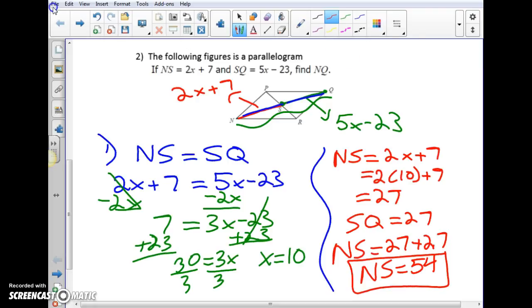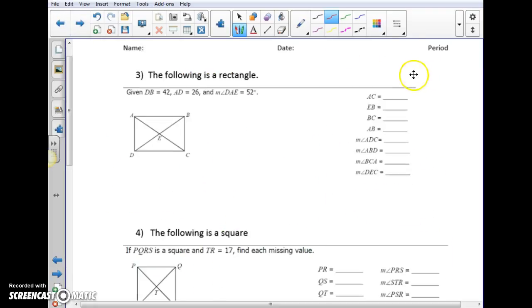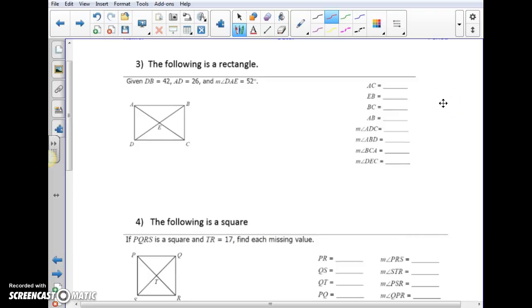All right, next problem. Here's a rectangle. In order to do this problem, I need to be thinking about all the unique properties that go along with it. They give me some numbers to work with. The first question they ask for is, what is AC? Well, I'm going to say that AC is 42.